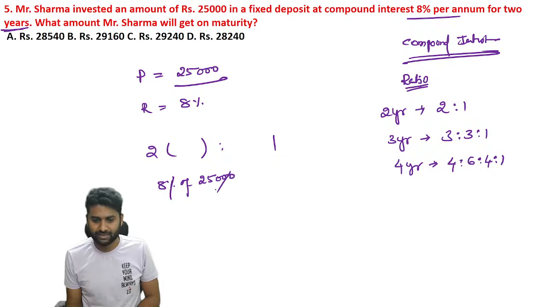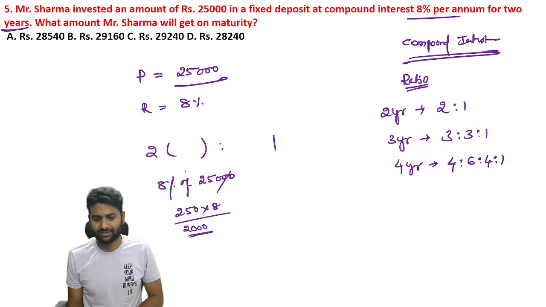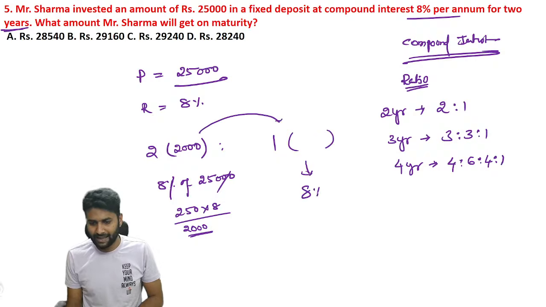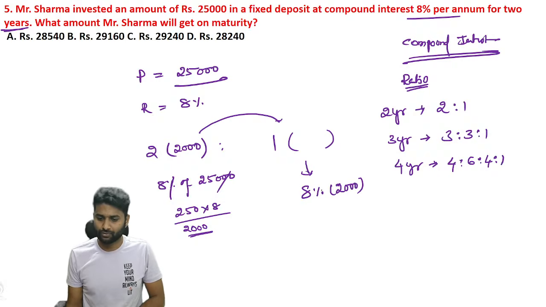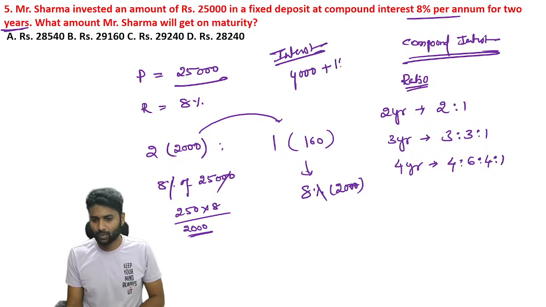Now, 2 is multiplied with 8% of 25,000. Percentage, the double zero is cancelled. Then finally, 250 is multiplied with 8, so it is exactly 25 multiplied with 8, which is 200. Again multiplied with 100 is 2000. Now for further simplification, you again have to calculate 8% of 2000. Again the 2 zeros cancel. 8 into 20 is 160. So finally the interest is 4000 plus 160, which is 4160.